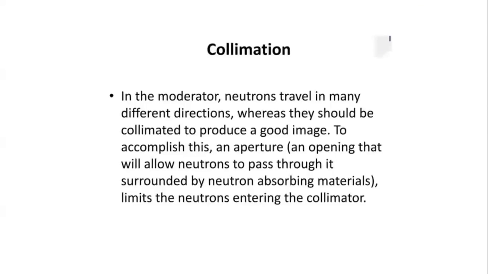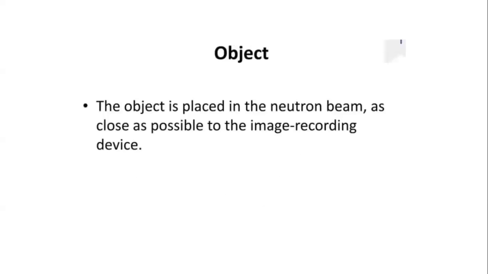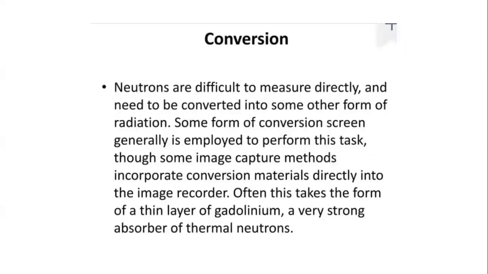Collimation. In the moderator, neutrons travel in many different directions, whereas they should be collimated to produce a good image. To accomplish this, an aperture will allow neutrons to pass through it, surrounded by neutron absorbing materials. This limits the neutrons entering the collimator. Object. The object is placed in the neutron beam as close as possible to the image recording device.